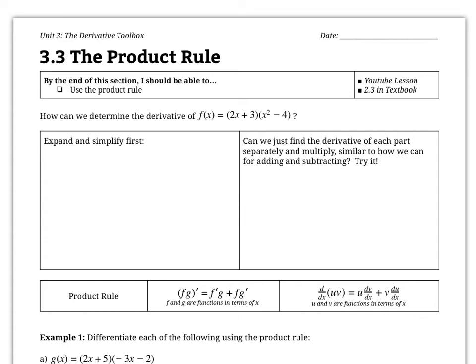Continuing on our journey to find easier ways to take the derivative, let's look at the product rule. So here we're asked to determine the derivative of this function, 2x plus 3 times x squared minus 4. Now, one option is to just expand and simplify and then use our power rule. So let's try that first.